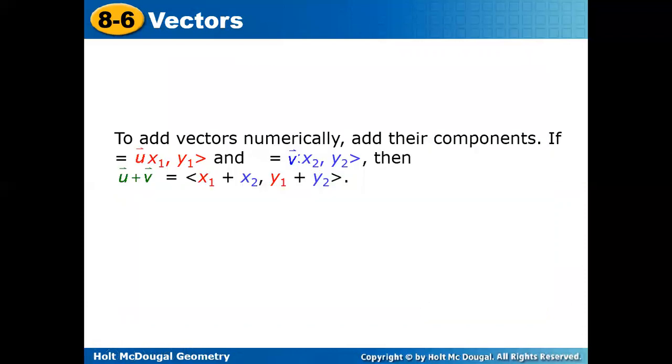Now, how to add two vectors numerically? We just add their components. It means if the first vector is x1 and y1, and the second vector is x2 and y2, when we want to add them algebraically or numerically, we just add x1 plus x2 and put it in the first coordinate, and y1 plus y2 and put it in the second component.